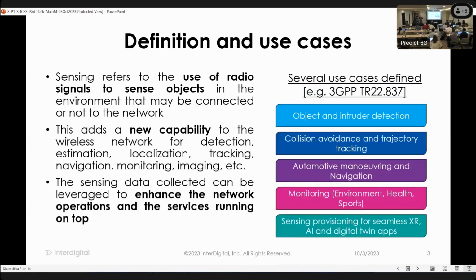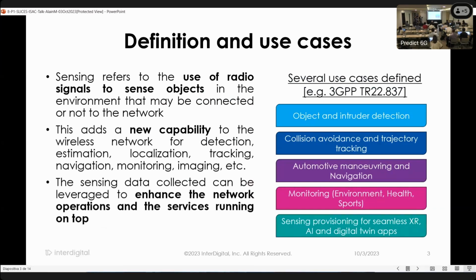So that's setting the scene a bit, and I think I've already put that capability into perspective. Think about the radar. This is a new capability that we are adding to the network, to the system. Basically, we are using the radio signal to do some sensing of objects. Now, these objects can be connected or not connected to the network.